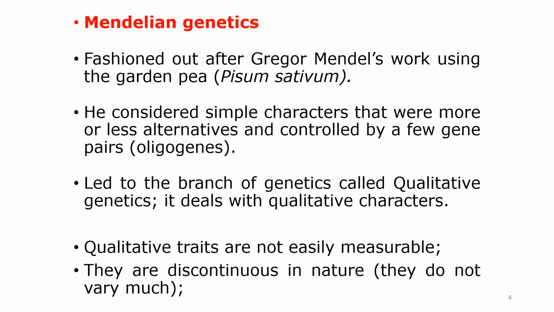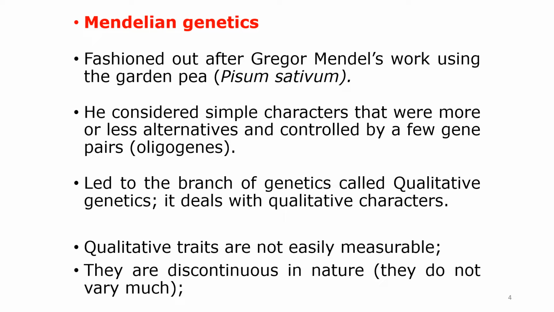So Mendelian genetics is fashioned out of a series of experiments carried out by the monk Gregor Mendel while working with the garden pea, Pisum sativum. He worked with this pea because this pea is easy to work with, and they have certain contrasting characters that make it easy to follow a trait. And he considered simple traits that were more or less alternatives, like tall versus short, yellow versus green, axial flower position versus terminal flower position. And these traits are controlled by very few genes.